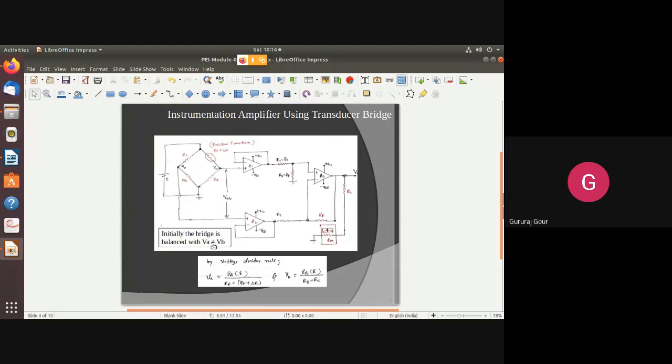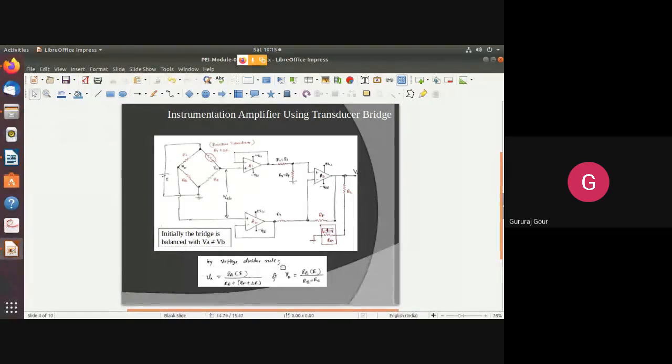Then we get VA not equal to VB. Of course, VB may be the same, but VA varies because of the change in the current flowing in this loop. That is occurring because of the change in delta R. When the bridge was balanced, delta R was 0. Now we are getting delta R because of sensing the temperature or weight or pressure or force or whatever, depending on what kind of transducer you are using. So in that case, VA is going to be equal to the total current, E divided by RT plus RA plus delta R, times RA.